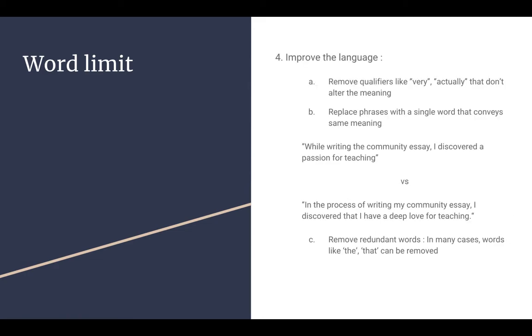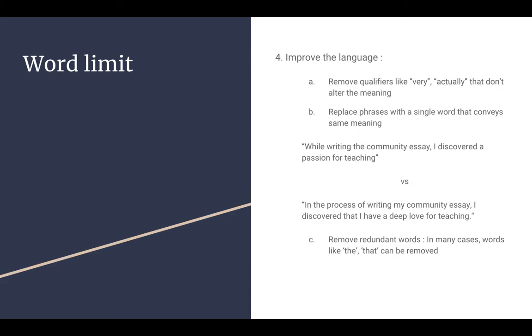But once you have cut down the major chunk of words, let's say you're roughly at maybe 800 or 900 words, then you want to focus on the actual language. Try to remove qualifiers like very or actually that don't change the meaning of the sentence. And you could rewrite sentences so that multiple words that are conveying the same meaning could be replaced by a single word.